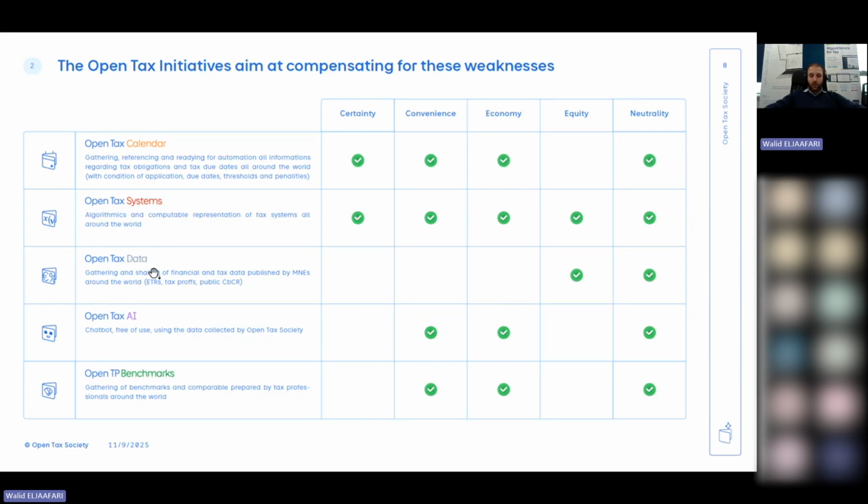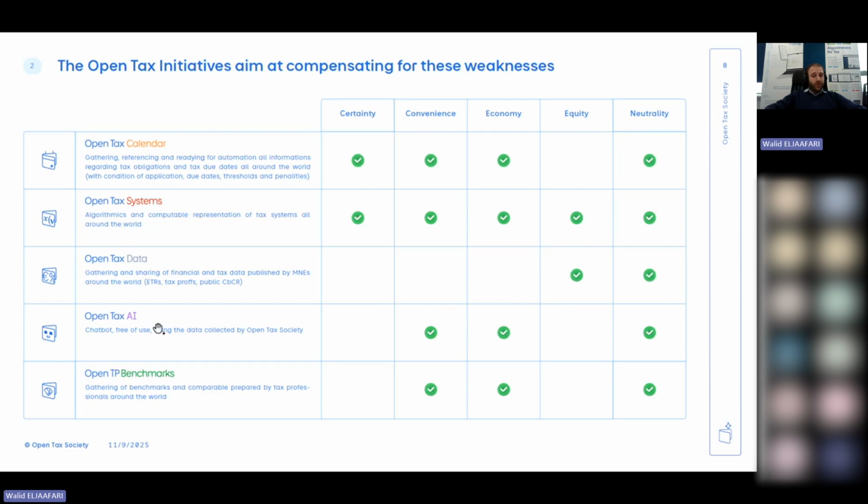We'll talk about it in more detail, of course, a little later. So the idea is to gather all of the public information that is available, the tax proofs, the ETRs, the public BCR, putting them in one single database and making that available for everybody. All of this data will be available on the internet, and it would be a shame for it to be available only behind a paywall or for some parties to have access to it and be able to use it, and for others not to be able to do that. So it will help us work on the notions of equity and neutrality.